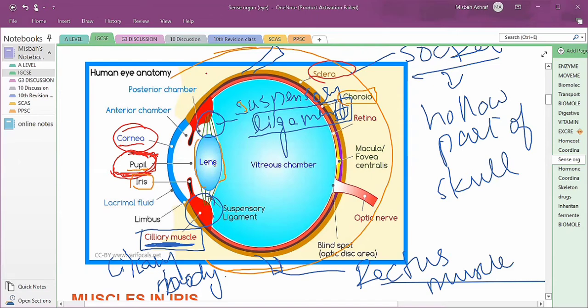Exactly opposite to the pupil, there is a biconvex lens present that is suspended in the eye, in the hollow part of the eye, with the help of some connective tissues which are known as the suspensory ligaments. These suspensory ligaments are connecting the lens to the ciliary muscles which are present in the ciliary body, and the ciliary body is also formed from the second layer of the eye, which is the choroid.